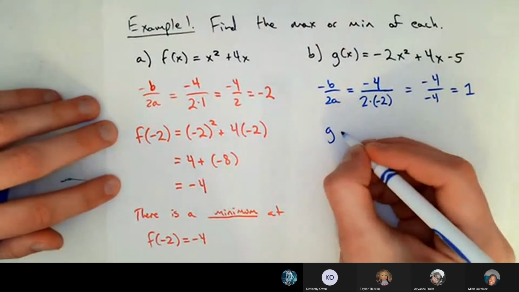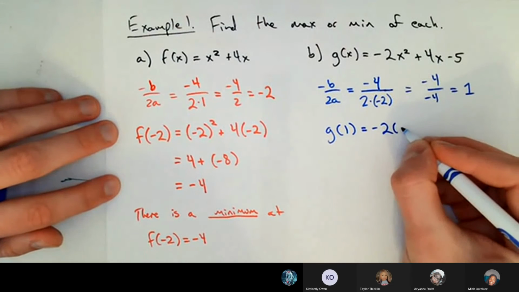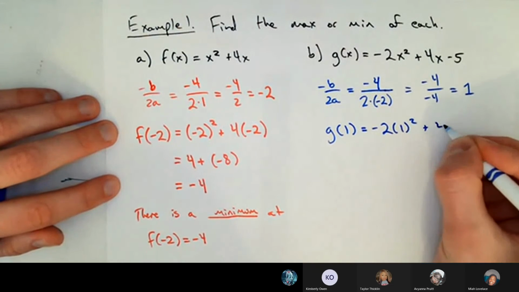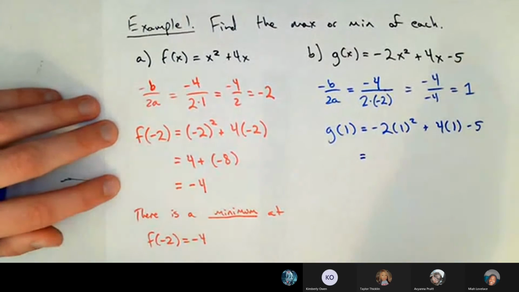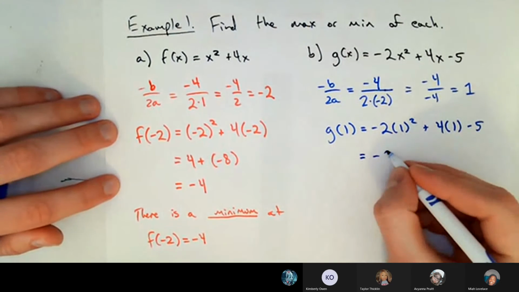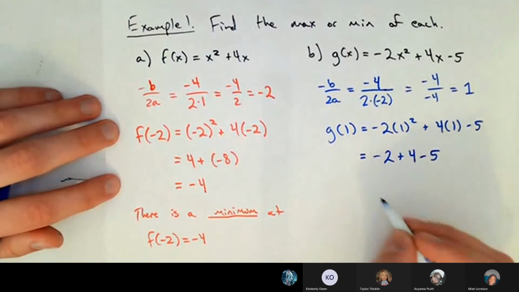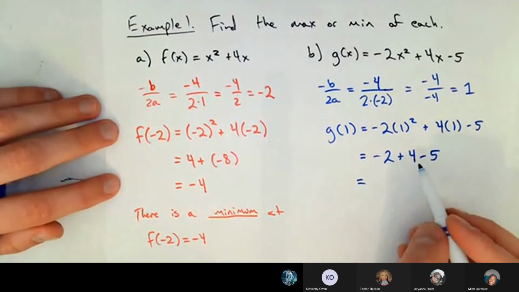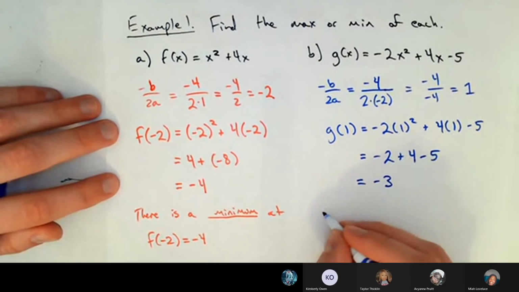So then I'm going to say g of 1, I'm plugging in 1 into the function, evaluating this function at 1. One squared is just 1. 4 times 1 is 4. Got to figure out what this is. Negative 2 plus 4 is 2, minus 5 gives me negative 3.